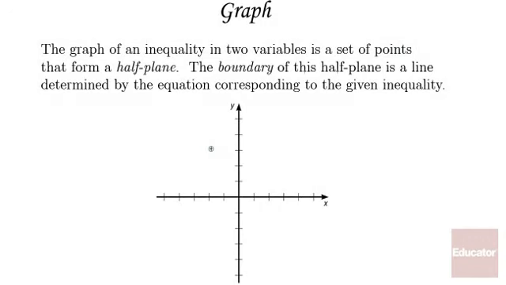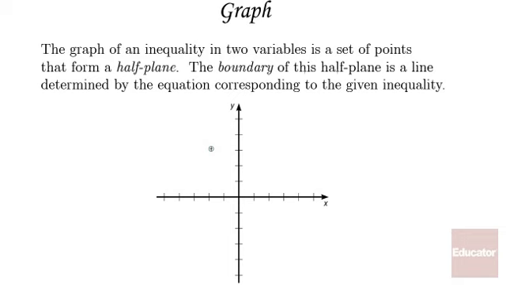First, we're going to discuss what to expect, what the graph of an inequality with two variables looks like. The graph of an inequality in two variables is a set of points that form a half plane. The boundary of this half plane is a line determined by the equation corresponding to the given inequality. So let's break this down.